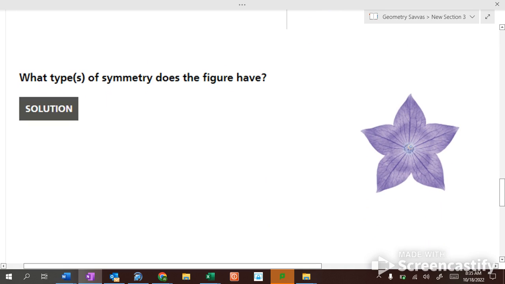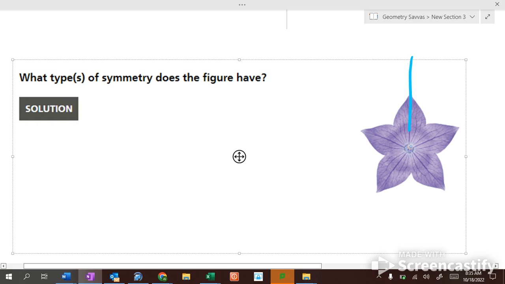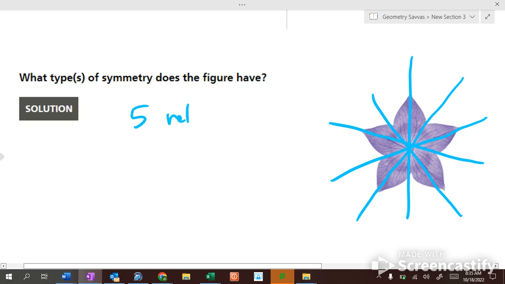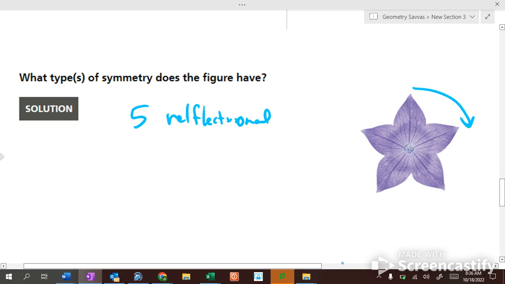You'll have one that looks kind of like this on the test. It's a five-sided flower. How many lines of reflection will we have on a five-sided flower? 5. 1, 2, 3, 4, 5. Okay, 5 reflectional. And how many rotational? Well, we can turn it this far, this far, this far, and this far. So there are 4 rotations.